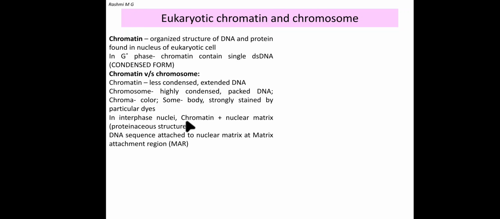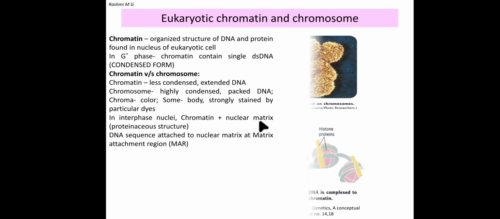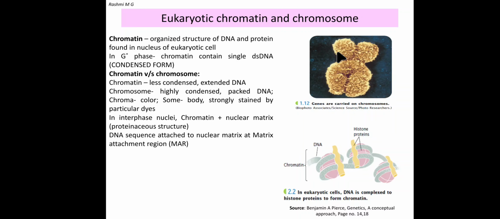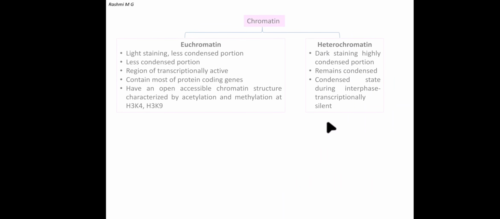In interphase nuclei, chromatin plus nuclear matrix will be formed. DNA sequence is attached to the nuclear matrix at the matrix attachment region, that is MAR. This is the structure which shows the chromosome compactly arranged, and this is the structure of chromatin, which is extended with a protein. DNA is wound around the protein.